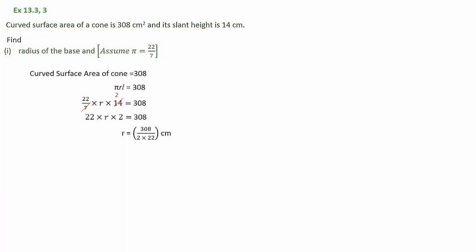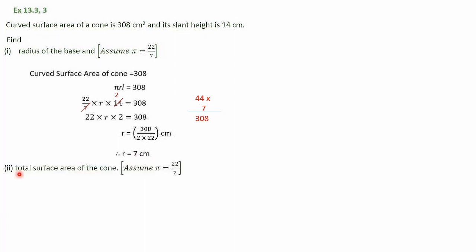That is R is equal to, these two quantities on the left side will come to the right side as denominator. That is 308 divided by 22 into 2. Here it is 22 into 2, that is 44. So 44 7 times when you multiply you will get 308. Means this 44 and 308 can be cancelled 7 times. So R is equal to 7 centimeter.